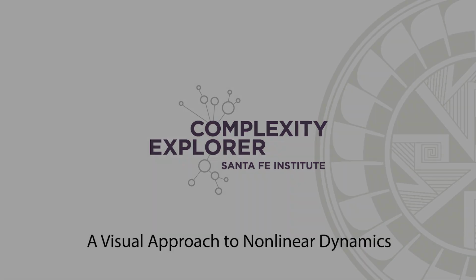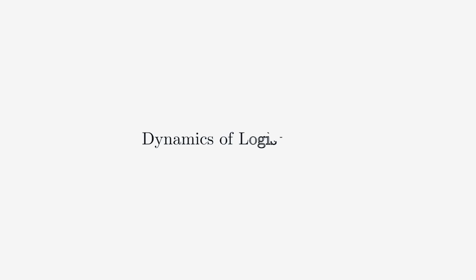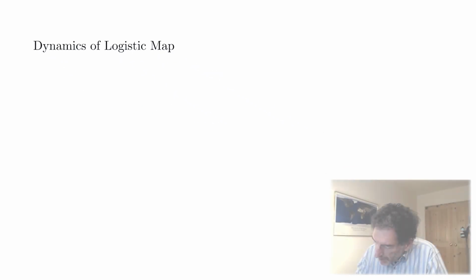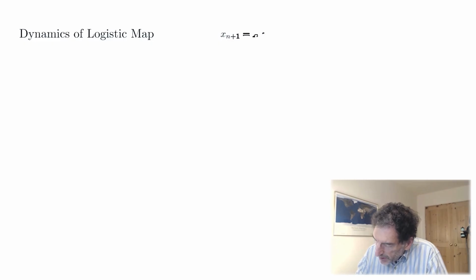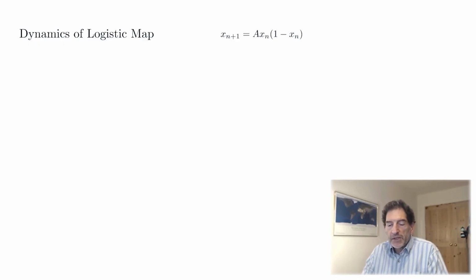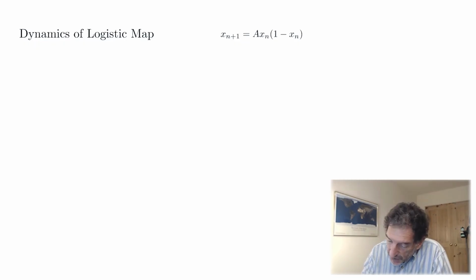Let's now begin our investigation of the dynamics of the logistic map. So the map is x_{n+1} = a x_n (1 - x_n). And the recipe for understanding a dynamical behavior is just the same as what we used for a continuous dynamical system. First, we find the fixed points.